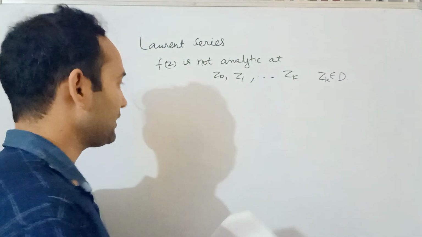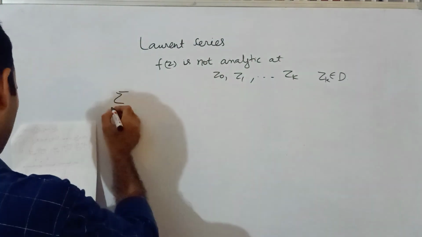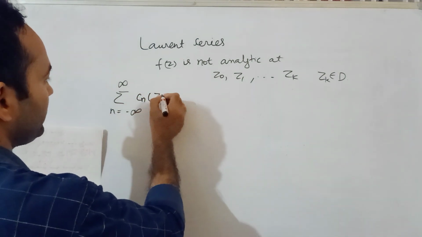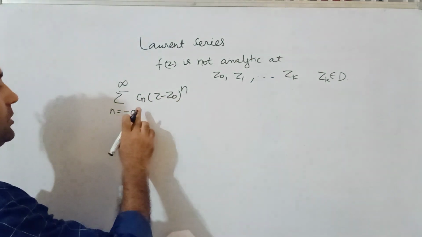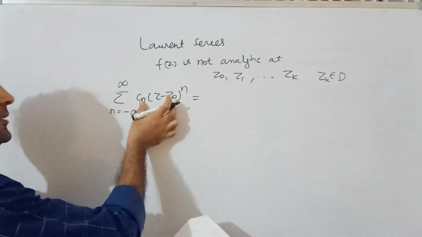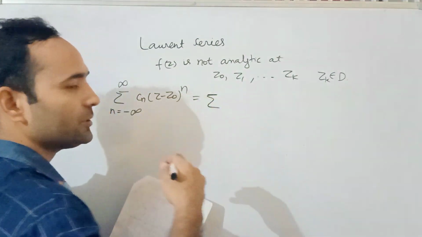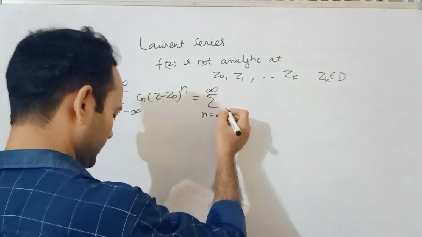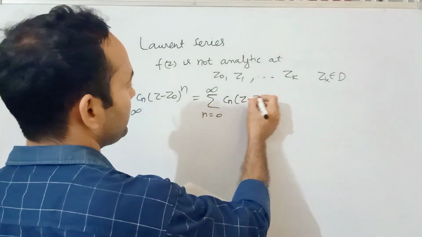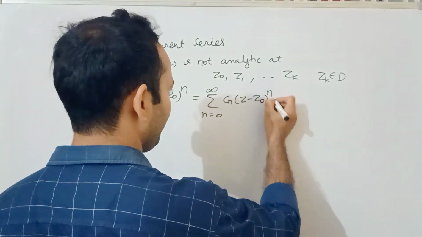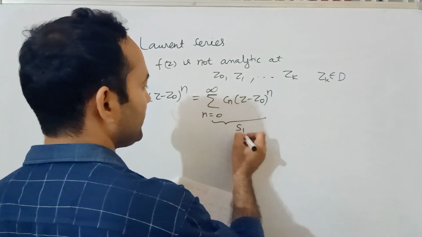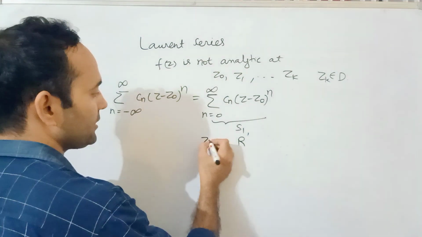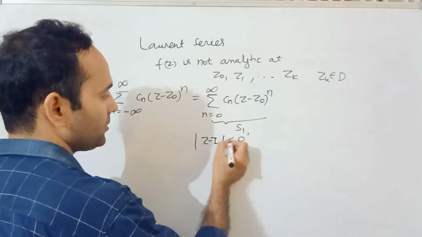In this case your series is going to be the sum from n equal to minus infinity to infinity of c_n (z minus z0)^n. This is going to be written in two parts. The first part is similar to a Taylor series, (z minus z0) to the power n. Let me call it series S1 with radius of convergence capital R. So if the radius of convergence is capital R, then what can you write for this? Mod of this is less than R.